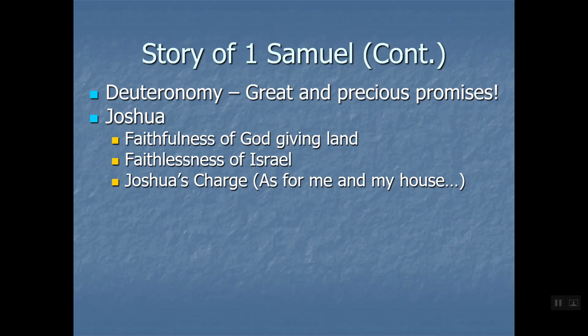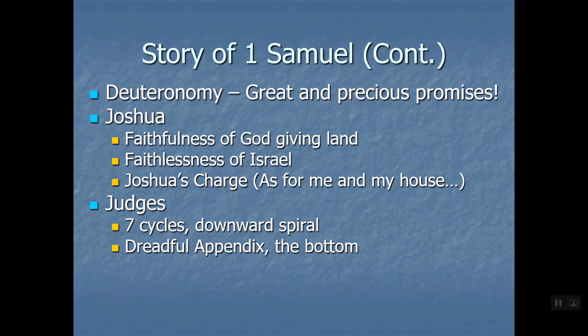Then we get through Joshua. We talked about how God is very clear in Joshua that God has done everything He said He was going to do. We read those verses about how God was faithful to fulfill everything that He had promised, and yet there's still work to be done, and Israel proved faithless, and Joshua charged them to remain faithful. Judges shows that they didn't. We talked about the 7 downward spirals, getting worse and worse each time.